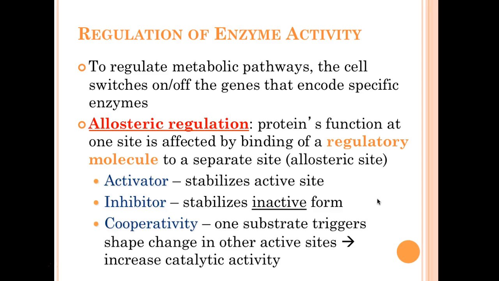So when you have allosteric regulation, you could have an activator. Activators are going to stabilize the active site. Inhibitors are going to stabilize the inactive form of the enzyme. And then you could have cooperativity. Basically, that's going to occur when one substrate triggers a shape change in another active site and therefore causes an increase in catalytic activity.